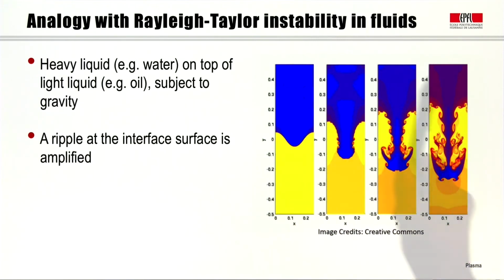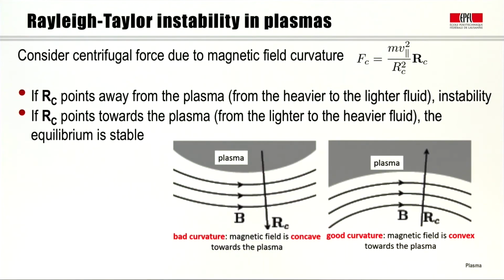Here we have a simulation that shows the development of the Rayleigh-Taylor instability when we have a heavy liquid, water, in blue, that sits on top of a light liquid, oil, in yellow, subject to gravity. We have an initial ripple at the interface surface, and we see that as a function of time, this ripple is amplified. We can go back to the Rayleigh-Taylor instability in plasma, and the centrifugal force due to the magnetic field curvature plays the role of gravity.